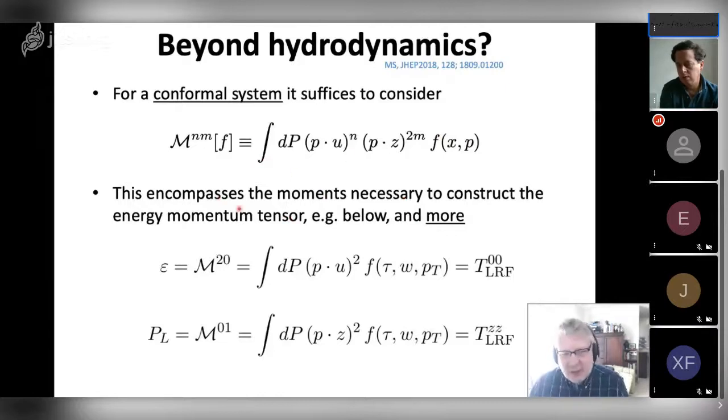Now, some of these are ones that we know from the literature. For example, if I look at M20, that's just E squared integrated over dP. That's nothing but the T00, otherwise known as the energy density. And if we do M01, that's just the longitudinal pressure in the local reference frame. The other ones don't really have, some of them do, only one other has a hydrodynamic interpretation. I'll show it on some slides. The rest of them don't have a hydrodynamic interpretation because they don't map to conserved quantities.